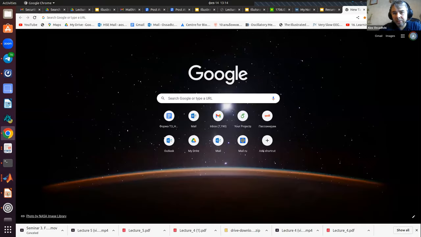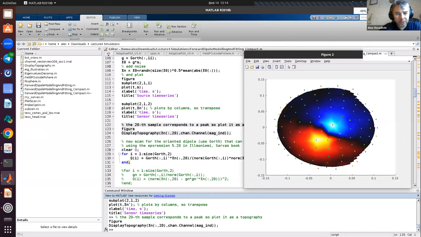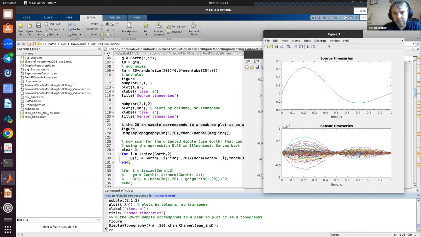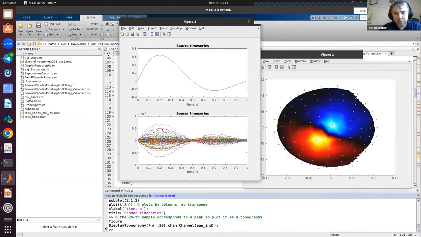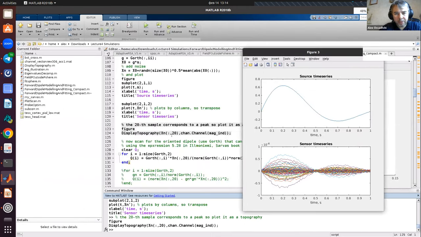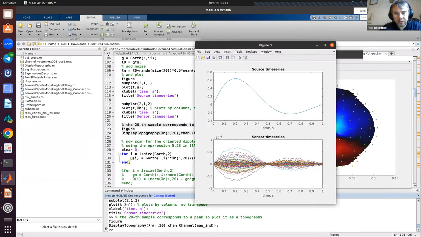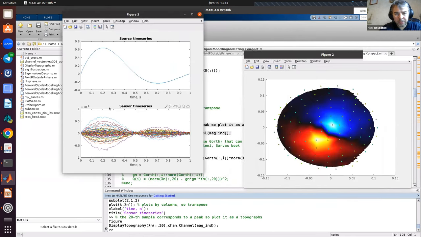The topography shows you the distribution of activity over sensors, corresponding to, I put here 20, the 20th time slice. And because it's rank one data, the topography plotted for every time slice, except maybe this one where there is no signal, will look very similar.